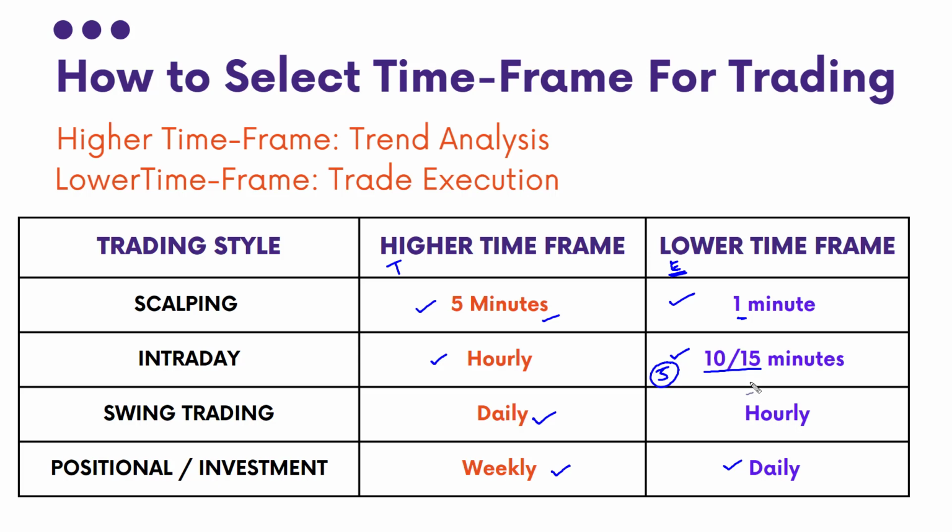If you have any confusion, please comment below so that I can make a Q&A on this particular topic if you have any doubts. So I hope you clearly understood this. In the higher time frame we do the trend analysis. Let's say you are doing a swing trade, then you should analyze the trend in the daily time frame and you should go for the hourly time frame to take the entries. So this is how you should approach. If you are doing intraday, then you should analyze the trend in hourly and you should take entry in 10 or 15 minutes. So I hope you understood how to select the time frames for trading.